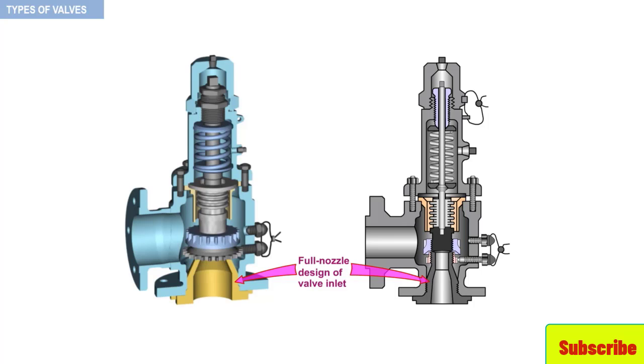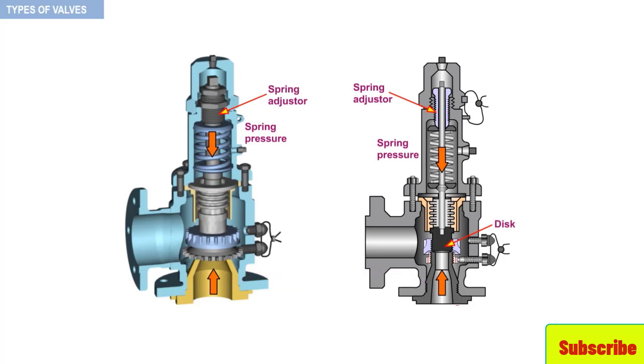So, the system pressure acts below the disc. In the normal operating condition, the disc is held against the nozzle seat by spring pressure from the top. The amount of compression on the spring is usually adjustable by means of the spring adjuster. Therefore, the pressure at which the disc lifts off the seat can be altered.